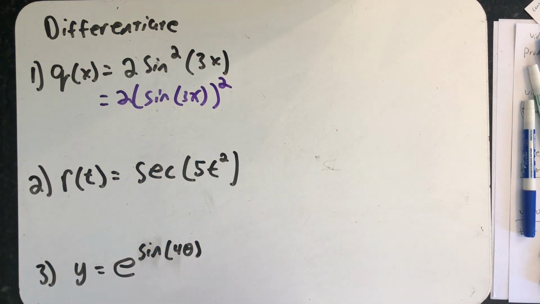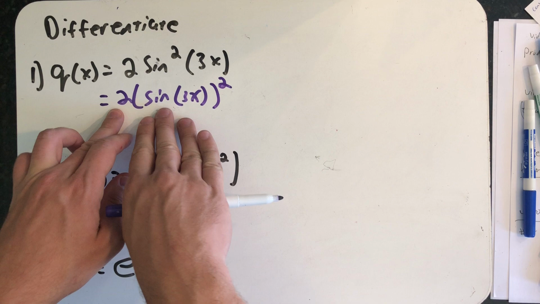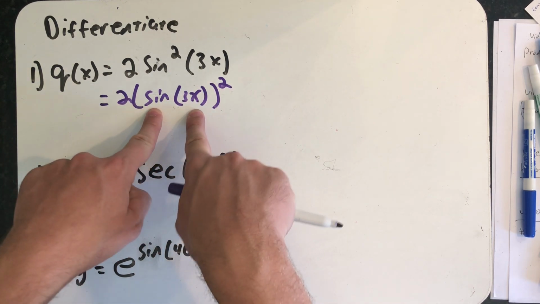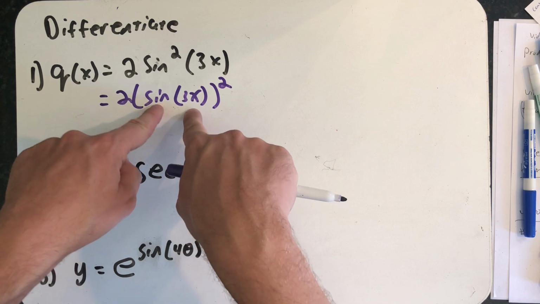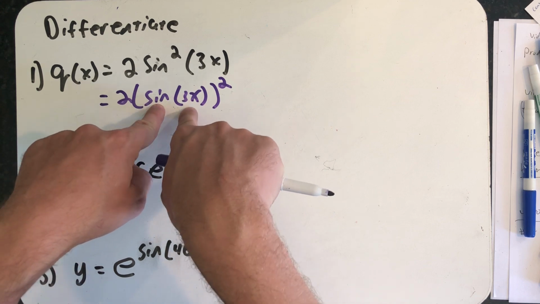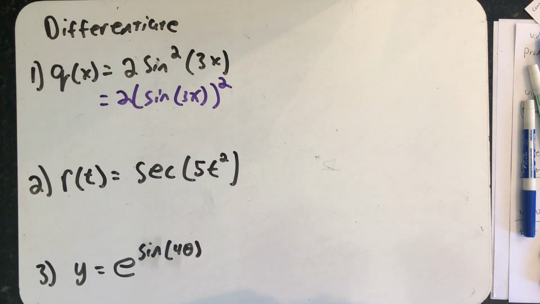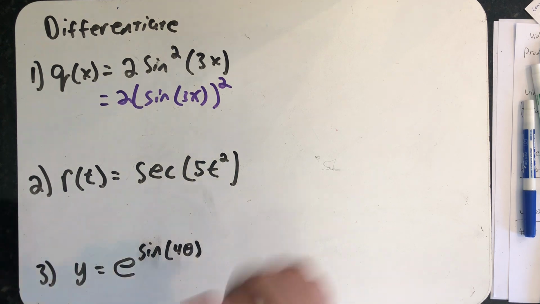When I look at this function, I see an outside function, 2 times something all squared, and then on the inside I see sine of 3x. But when I'm just looking in there, I see another inside function. I think I'm going to have to use the chain rule more than once. So let's take that derivative using the chain rule as many times as we need to.